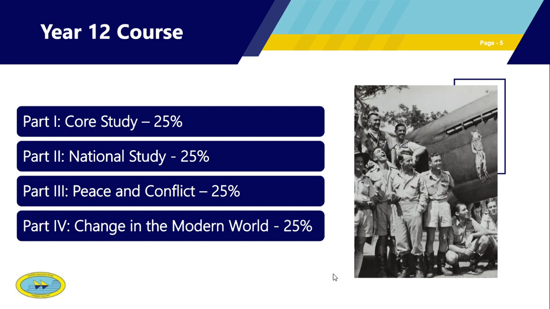So here's Year 12. The Year 12 course, it sort of follows on from Year 11 quite a lot. There's a lot of links that you see from Year 11 to Year 12. So we have 4 different parts. So a bit like ancient history, you'll do a topic in each term. So you can see part 1 is your core study. So your core study is completed by everyone across the state, and that core topic is power and authority.